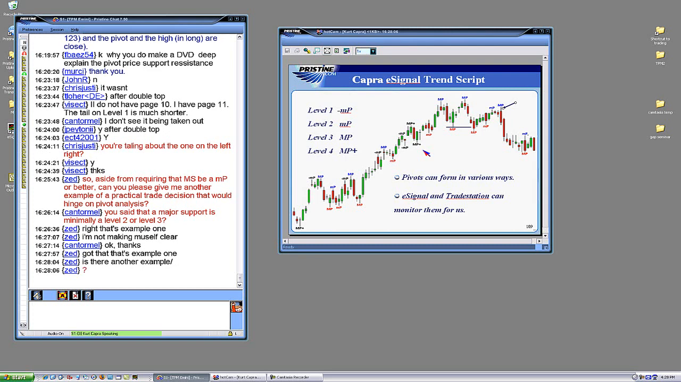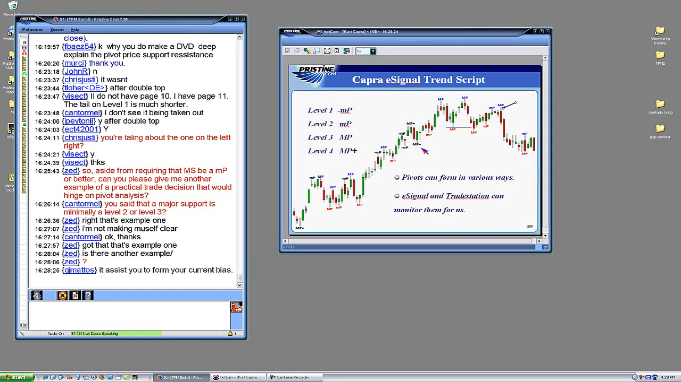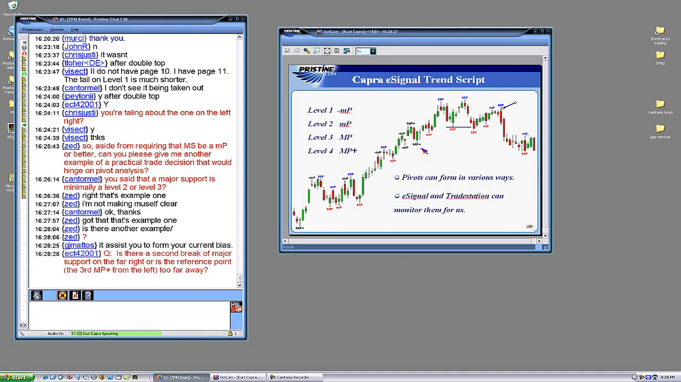All right, so is there another example? Any pullbacks to major support? If you get a pullback to major support and you get a W bottom, you can take that long. Basically, using the pivots is exactly what Mattos just said, to assist you to form your current bias.